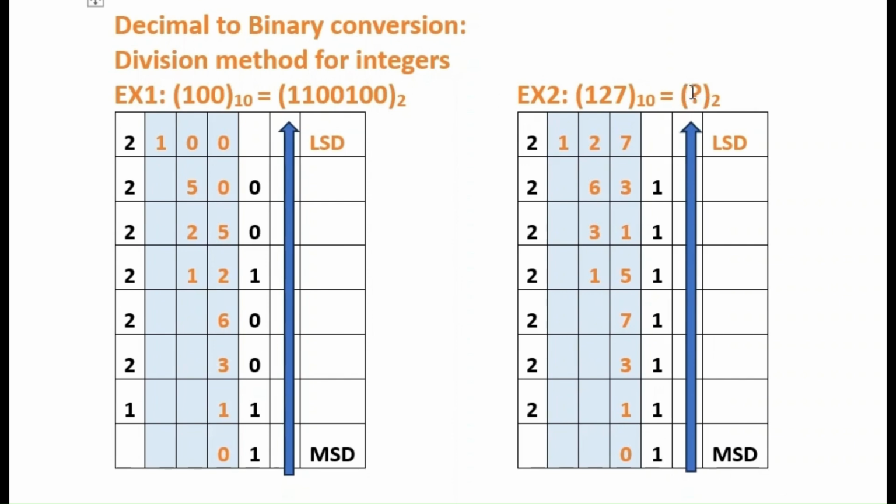So the result is, let's verify this number with its positional value. 64 plus 32 is 96. 96 plus 16 is 112. 112 plus 8 is 120. 120 plus 7 is 127. So this is right.